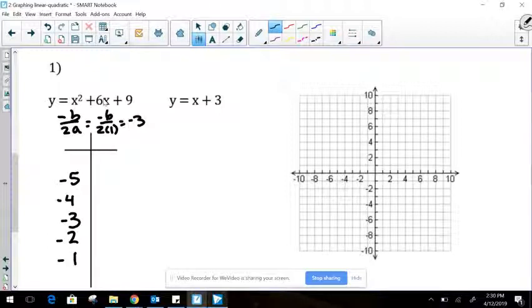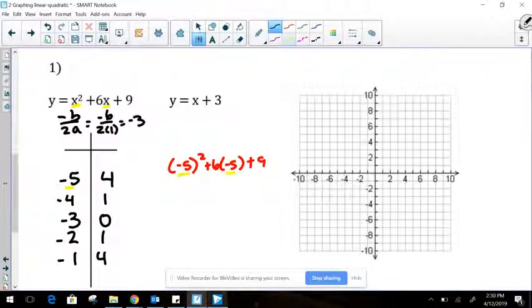Okay, so I need to plug all of these numbers into the equation to find my number that goes with it, my y value. So I have (-5) squared plus 6 times (-5) plus 9. I'm just plugging in my x value, which is that left number on the table. Okay, so I would pause the video right now, plug your numbers in, and then check and see if your table is matching what I have. All right, so you should have 4, 1, 0, 1, 4. Okay, let's graph that. So left 5 up 4, left 4 up 1.